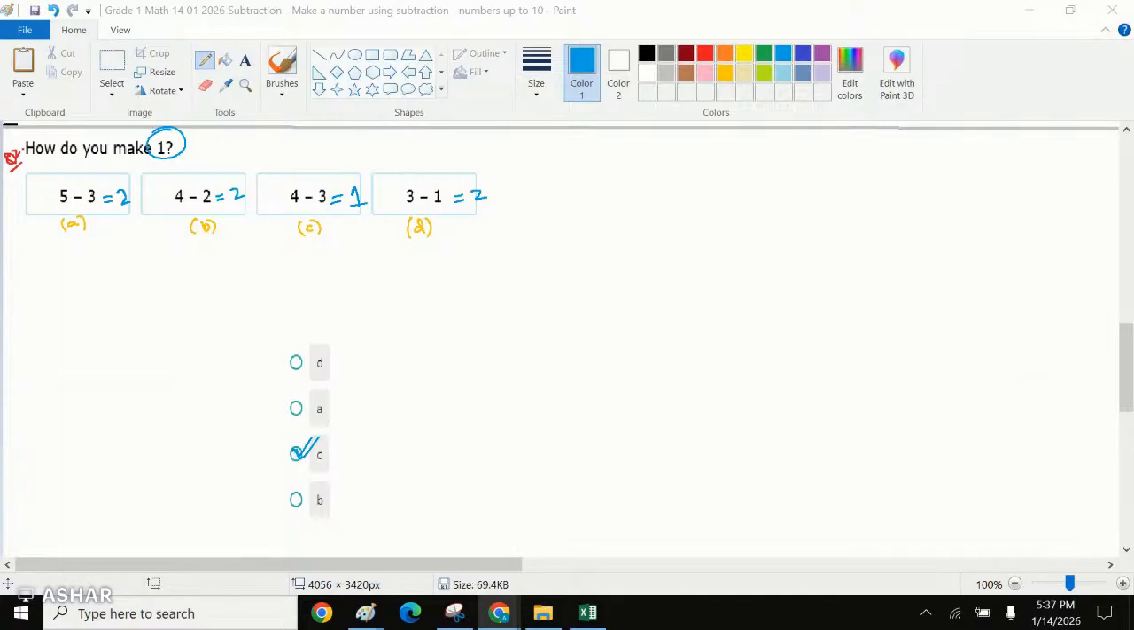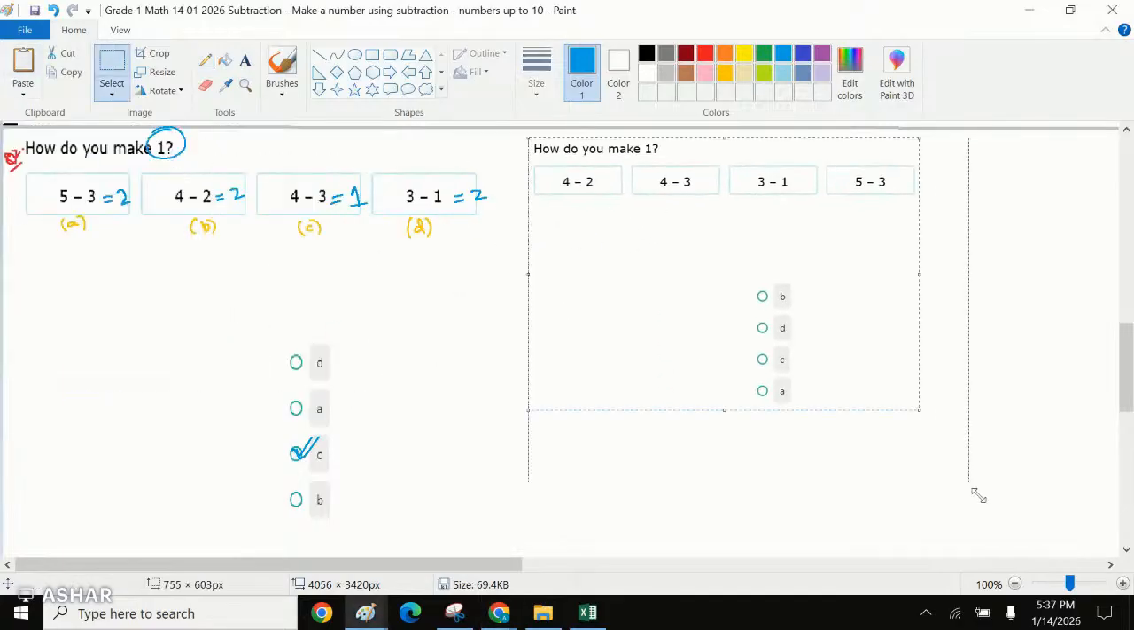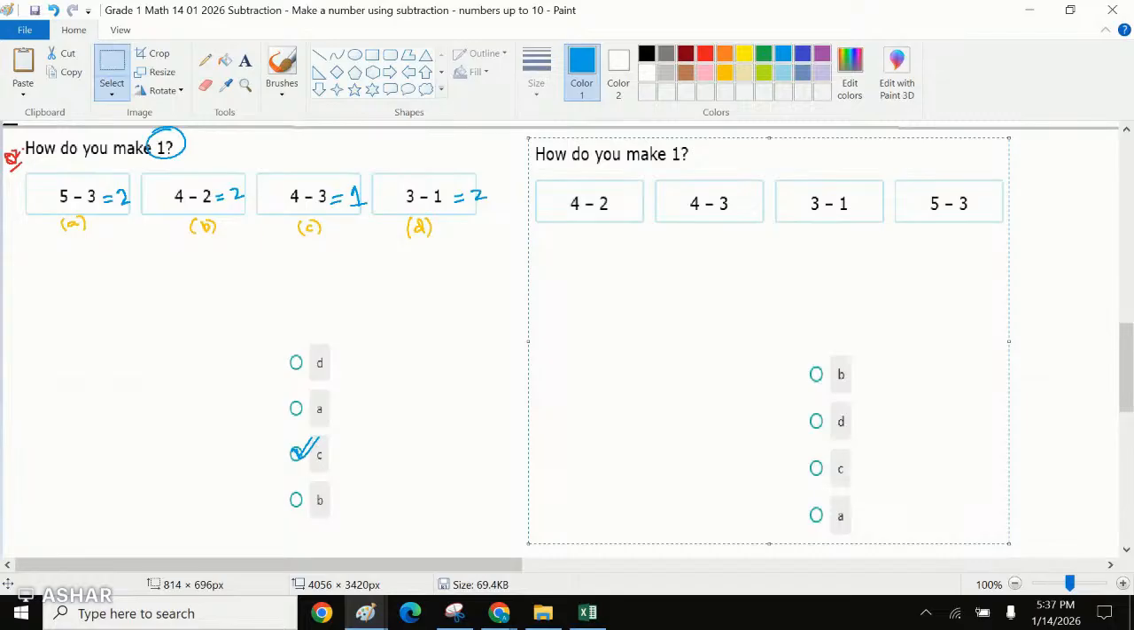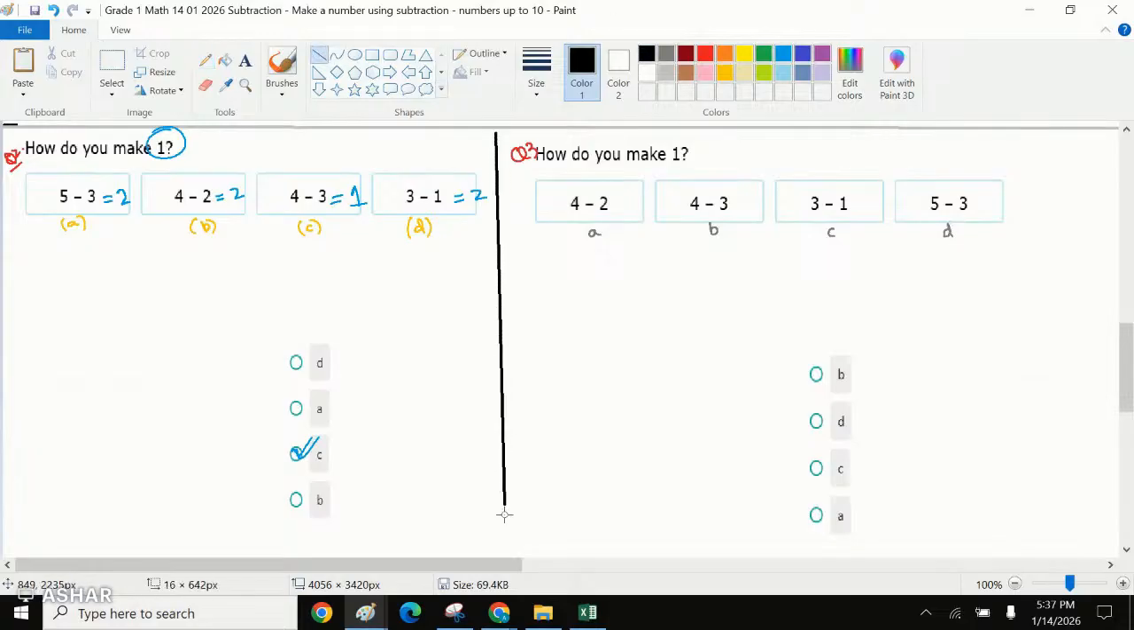For the given values, we need to see where we can make a 1. Let's just copy this. For question number 3, we need to find, if this is option A, this is B, this is C, and this is D, at which option would make us a 1. How do you make a 1?